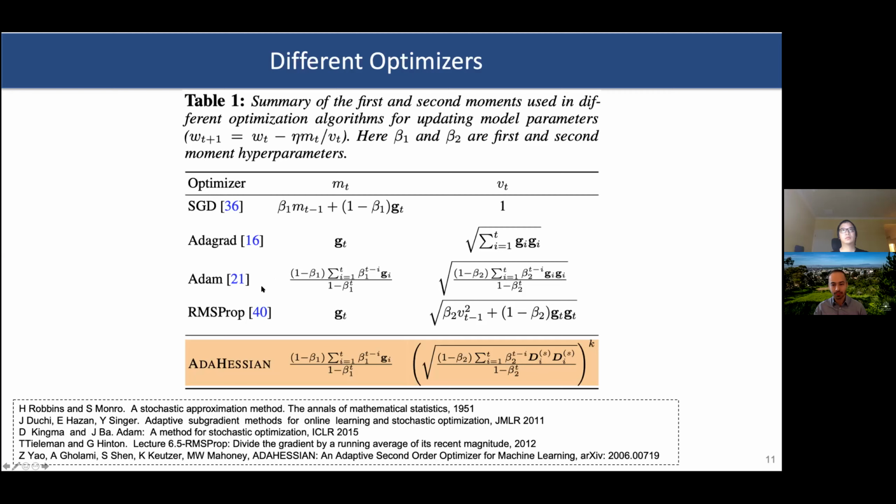Adam and RMSProp tried to address that by introducing momentum for the gradient and momentum for the second moment. Basically, they're computing an exponential moving average so that this v doesn't grow monotonically. And AdaHessian uses the exact same formula, except for two things: using the Hessian diagonal for the second moment, and also a parameter k here, which is essentially the power of preconditioning, which usually is equal to -1 for the full Newton method, and it can be less than -1 as well.